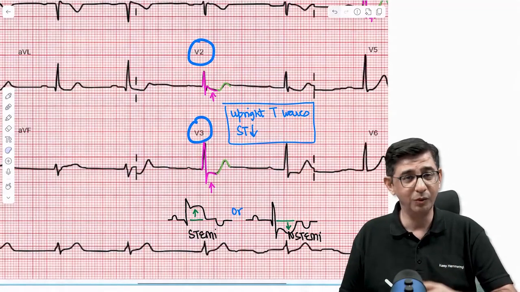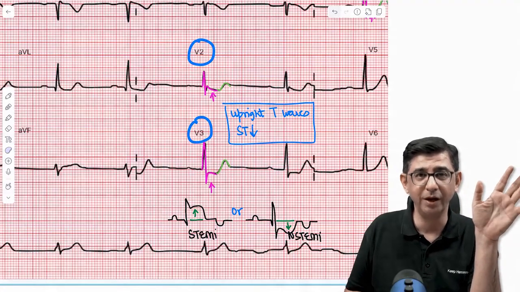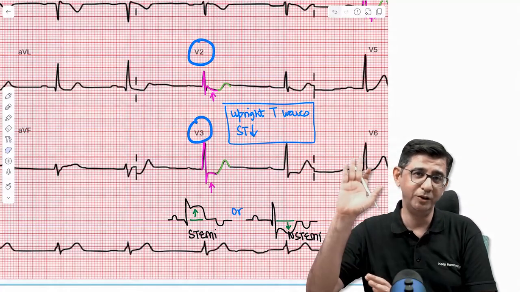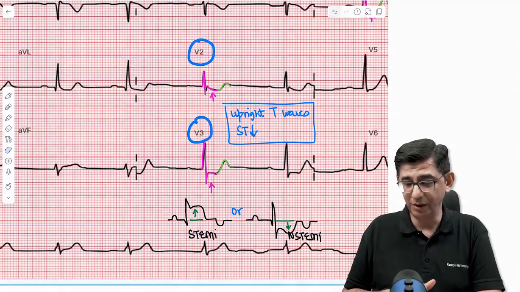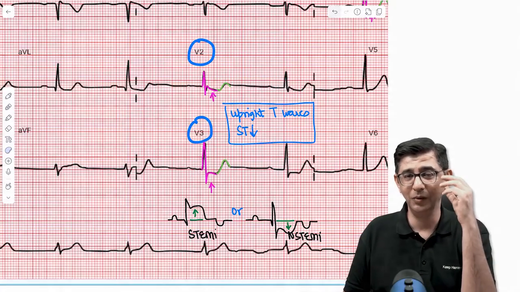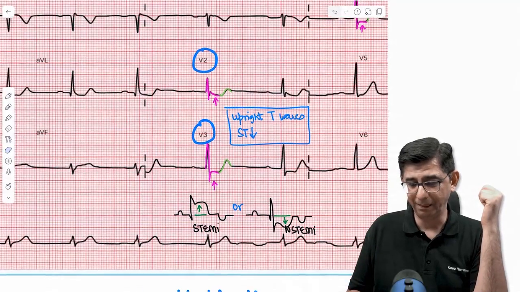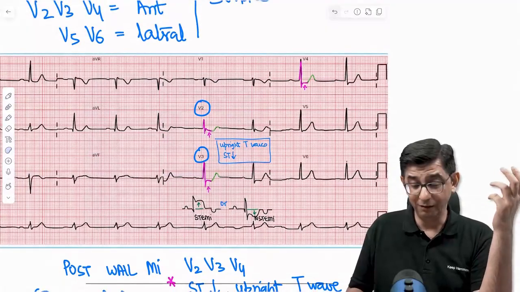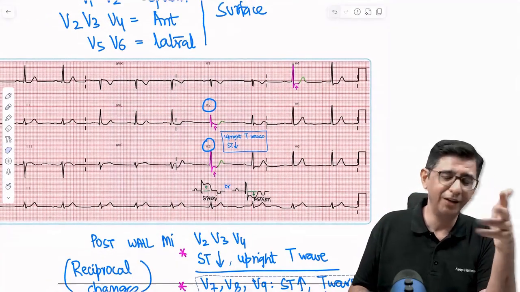And that girl, she is my student, a very famous endocrinologist at the moment. After medicine she did endocrine, and she was an NEET SS topper. Even her first instinct, when I asked her, doctor, what is your first instinct, she answered casually as non-ST elevation MI. So I am telling you, even NEET SS people get confused by this, but anyway, it happens.